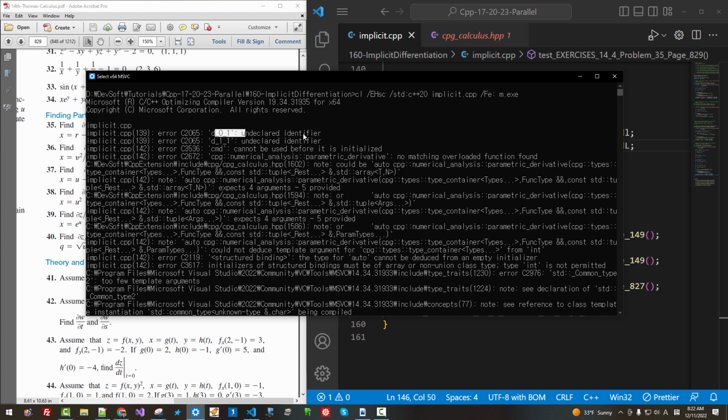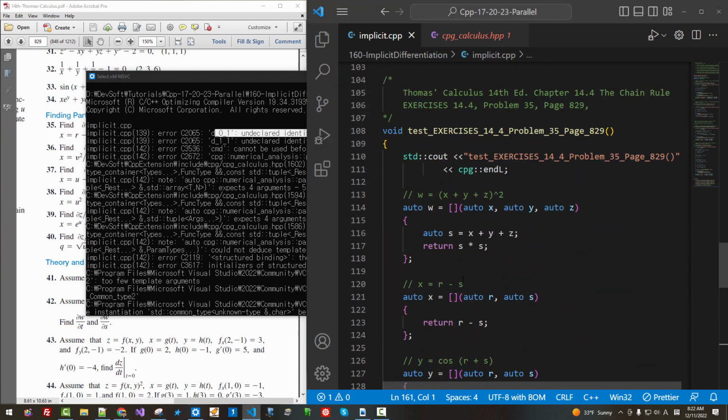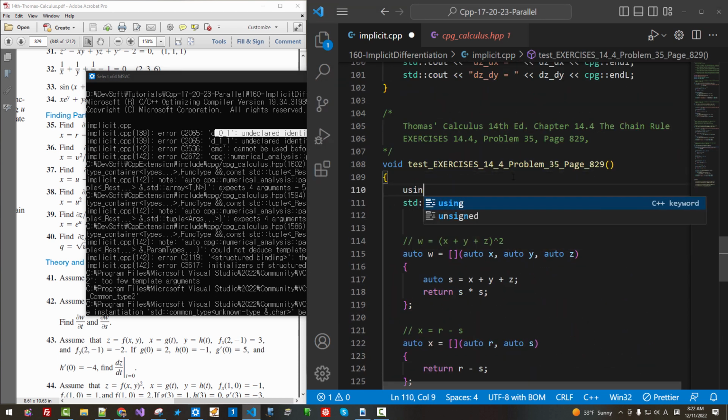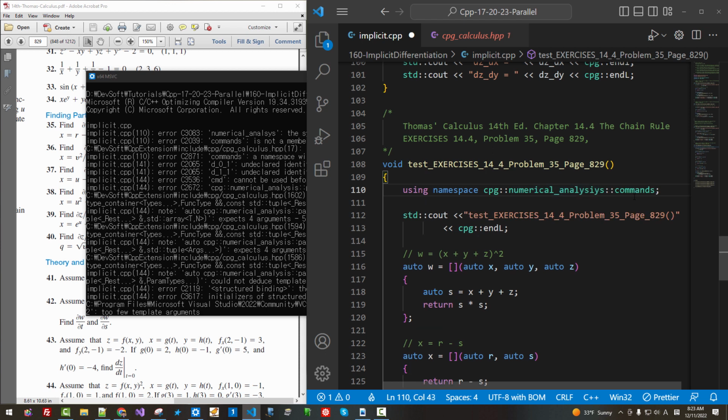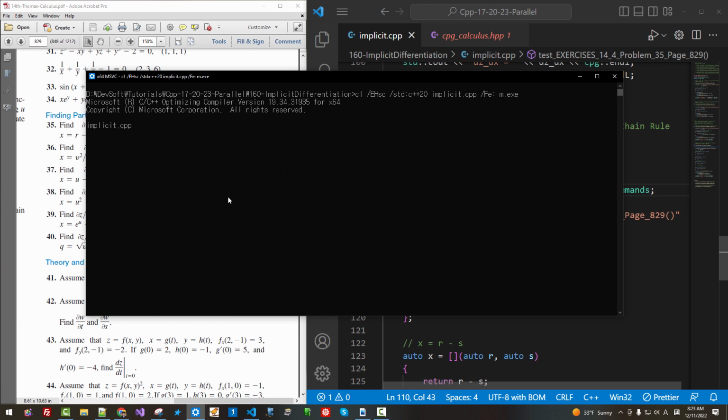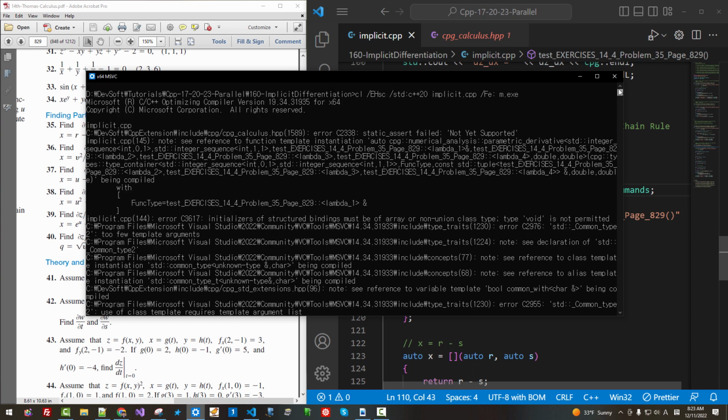Sorry, I made a mistake here. We need to declare using namespace cpz numerical analysis. Rebuild. If you scroll up, you will see static assert failed, not yet supported. This is not the problem of my source code. There is a slight problem in the Microsoft compiler as of today. I expect this problem will be fixed very soon.